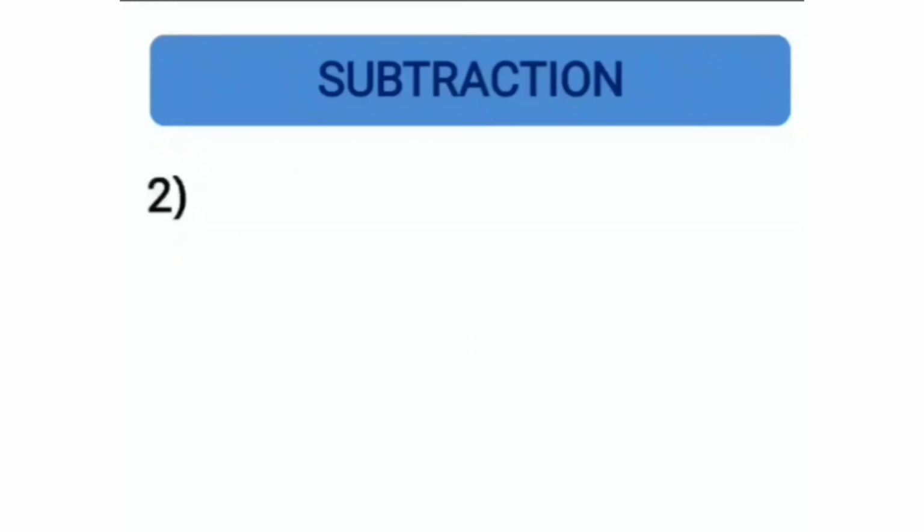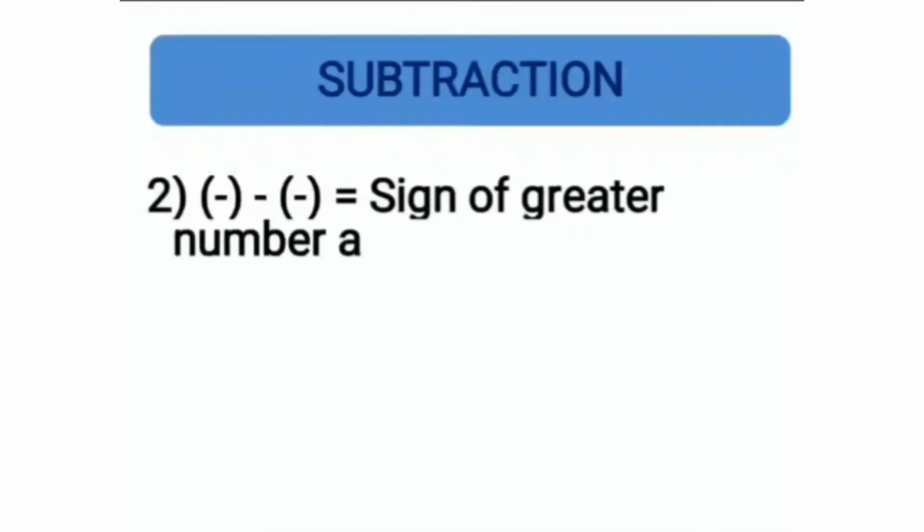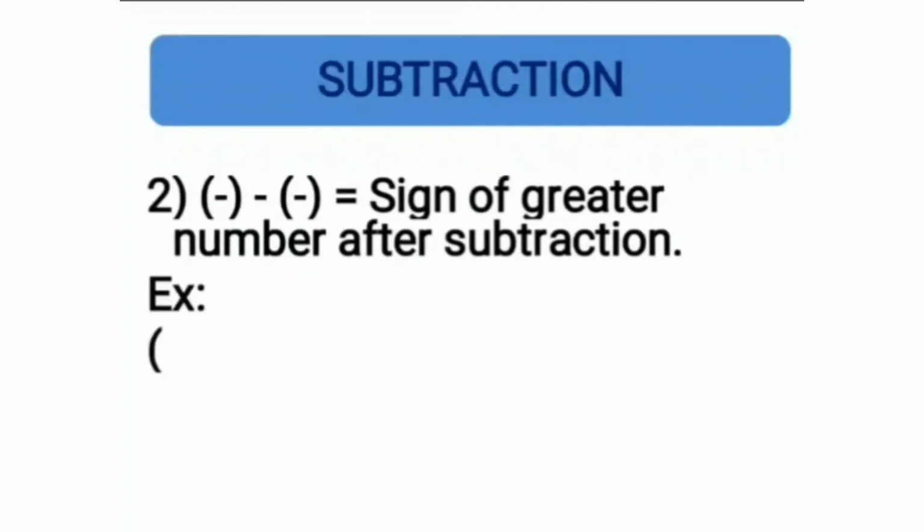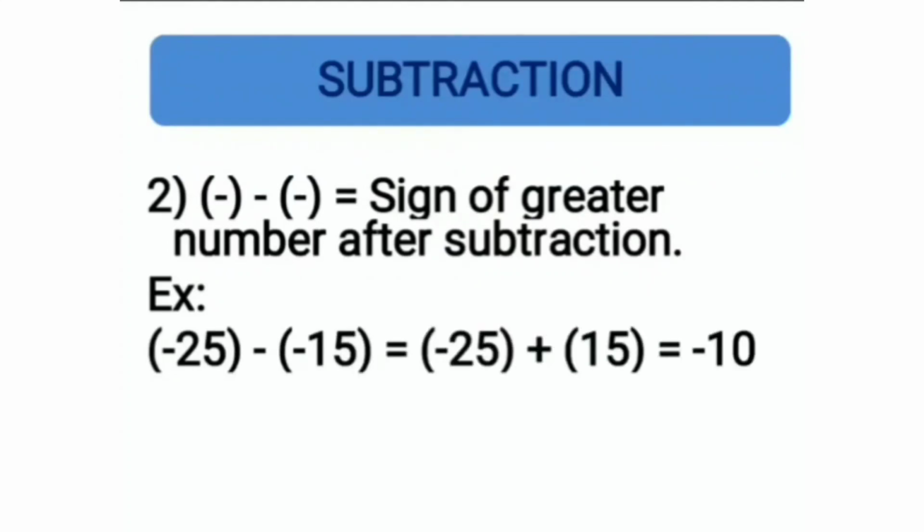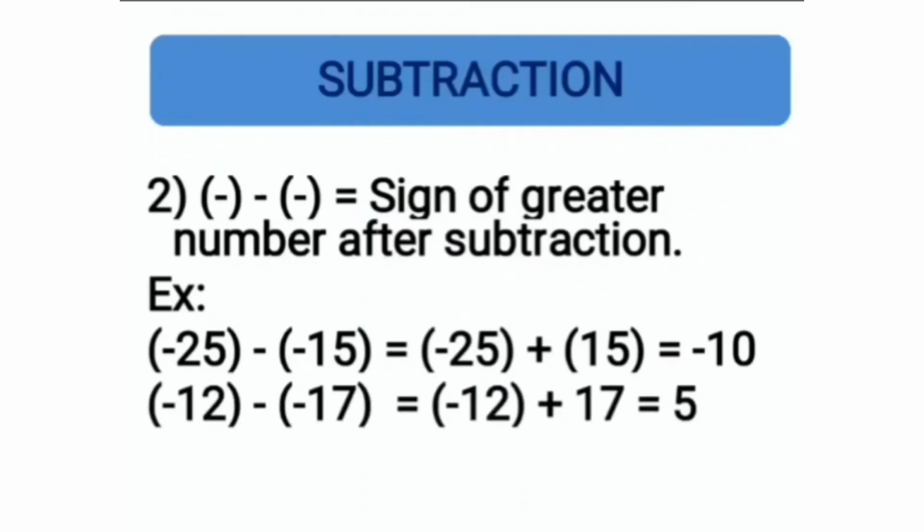Another rule is when subtracting two negative integers, then also the sign of the greater number is given after subtraction. For example, minus 25 minus 15. Here, as per the multiplication rule, minus minus becomes plus. So it becomes minus 25 plus 15. Then we use the addition rule and get minus 10. Another example is minus 12 minus minus 17, which gives minus 12 plus 17, and the answer is 5.